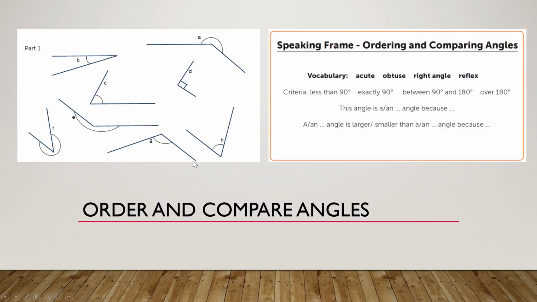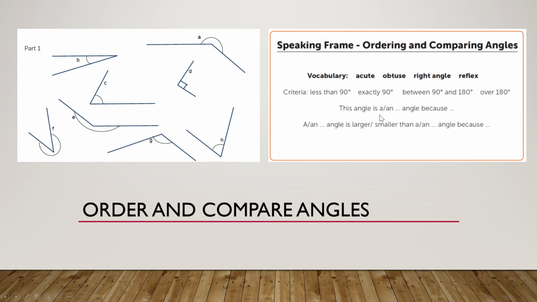Don't worry too much about degrees. We're going to look at that in future. But what I want to do is I want to see if we can describe these angles using this speaking frame. So the acute angles, they're less than 90 degrees. So B, this angle is an acute angle because it is less than 90 degrees. I'd like you to write that next to the work you've already done. So if you wrote that B equals acute, I'd like you to write it out in a full sentence. So B is an acute angle because it is less than 90 degrees. An acute angle is smaller than a right angle because it's less than 90 degrees.